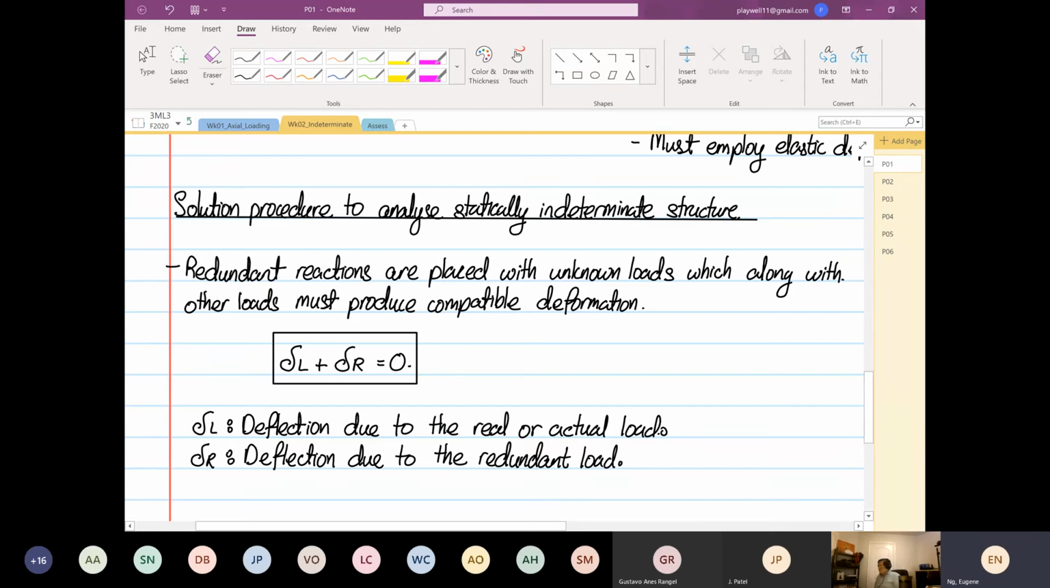Sir, sorry to interrupt. What do you mean by redundant? Wait, I'm going to show you that. Okay, hold on. So this is just the theory part. Then later on, you'll see what I mean by the redundant load.